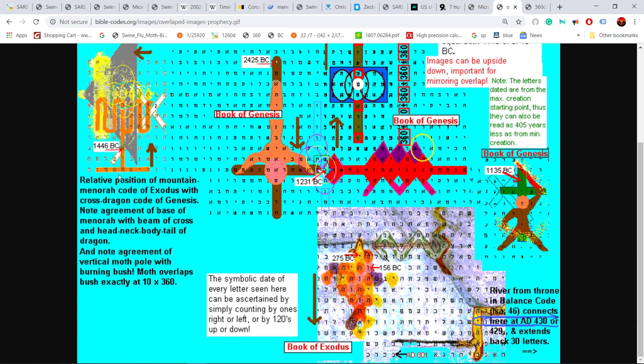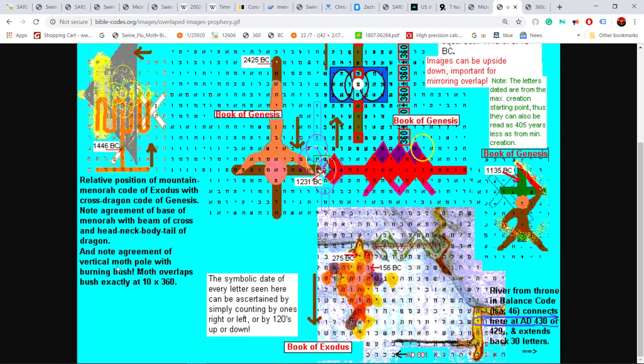Over to the left here, below this, it says, relative position of the mountain menorah code of Exodus with cross dragon code. That's at this here. Oh, there's so much the Lord has done. I just wish I could share it all right now. But note agreement of the base of the menorah with the beam of the cross and the head, neck, body, tail of the dragon. Okay, that's not actually what I want to talk about, but it's all quite amazing in itself.